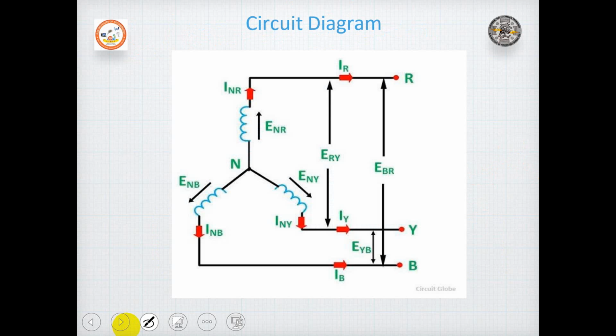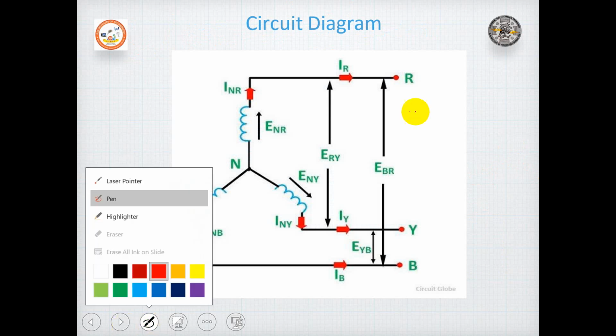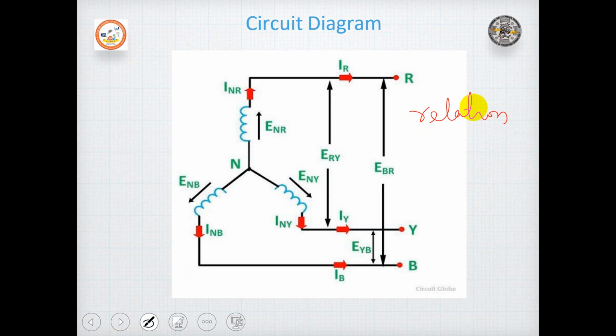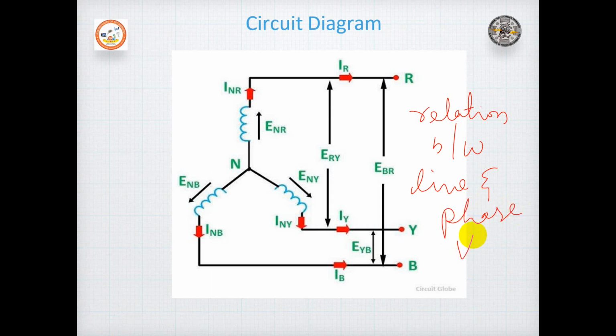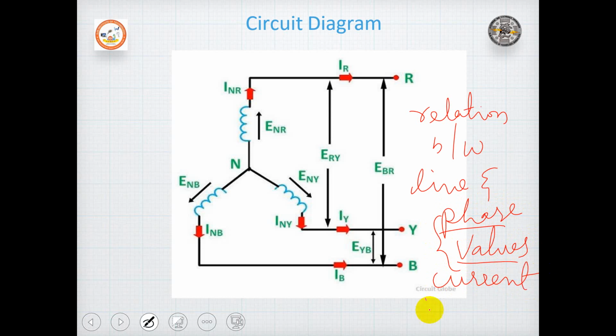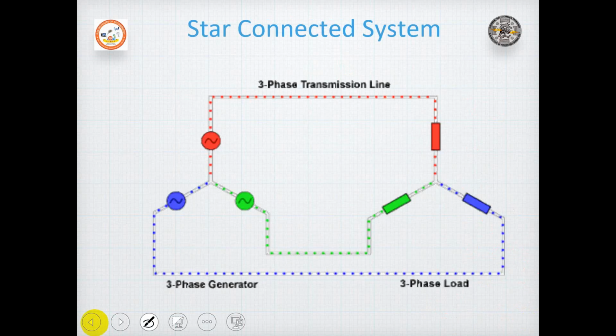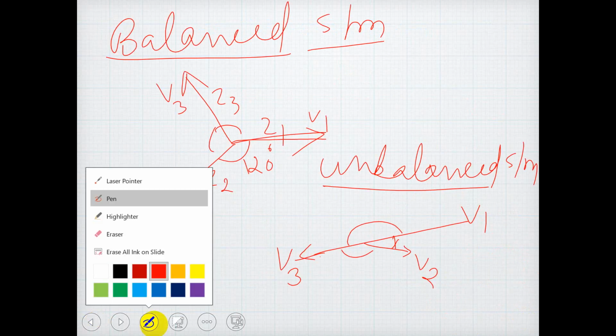So to study the relation between line and phase values, I am talking with respect to current and voltage. This is a star representation. For better understanding, let us take a blank page to represent this more clearly.